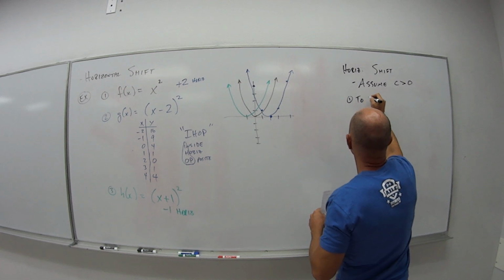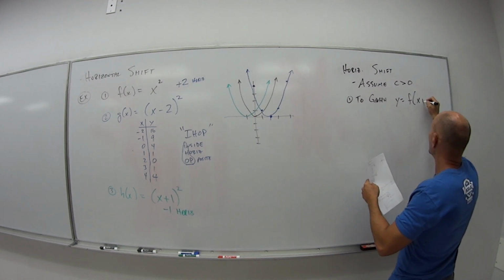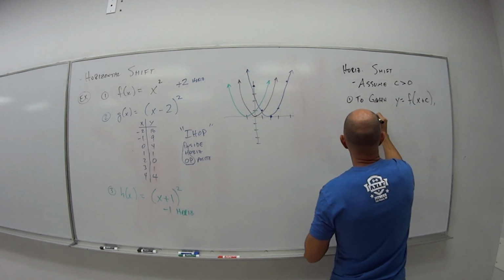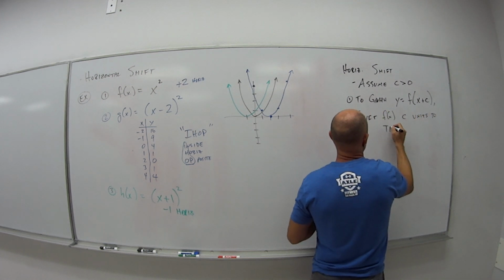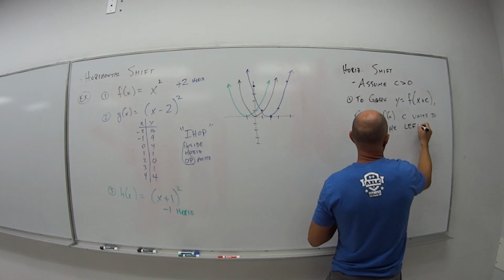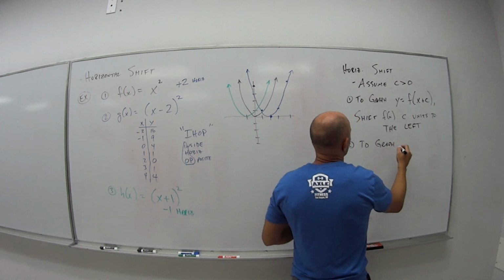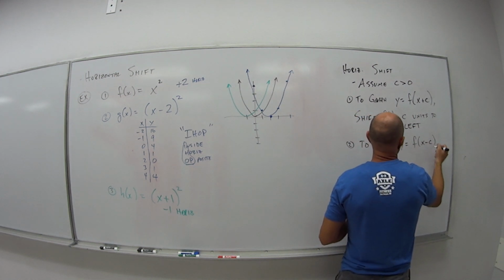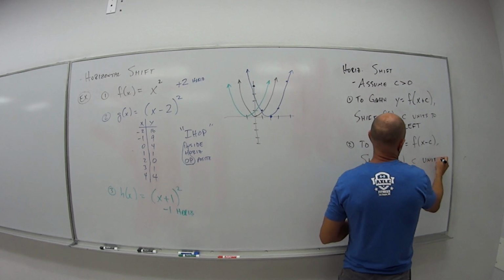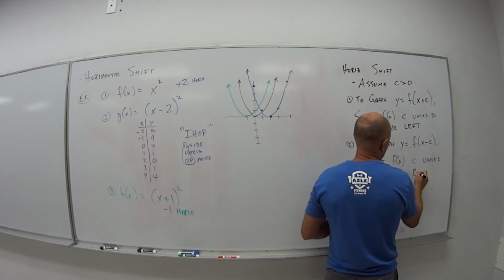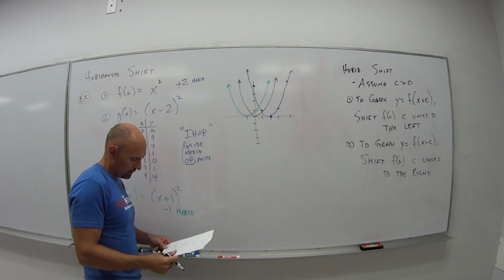So to graph y equals f of x plus c, we're going to shift f of x, c units to the left, because it's plus inside, so we're going to move it to the left. And to graph y equals f of x minus c, we're just going to shift the base function, f of x, c units to the right. Again, because there's a minus inside, minus would normally mean left, but because it's inside, we go opposite, and we go to the right.